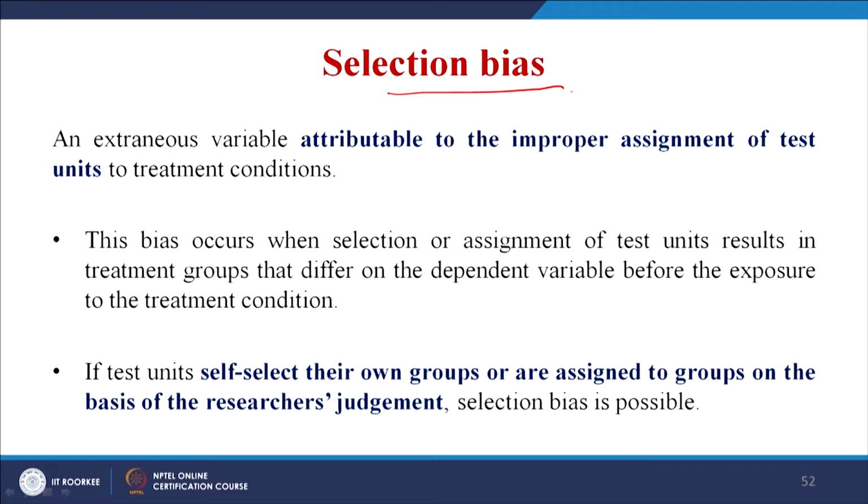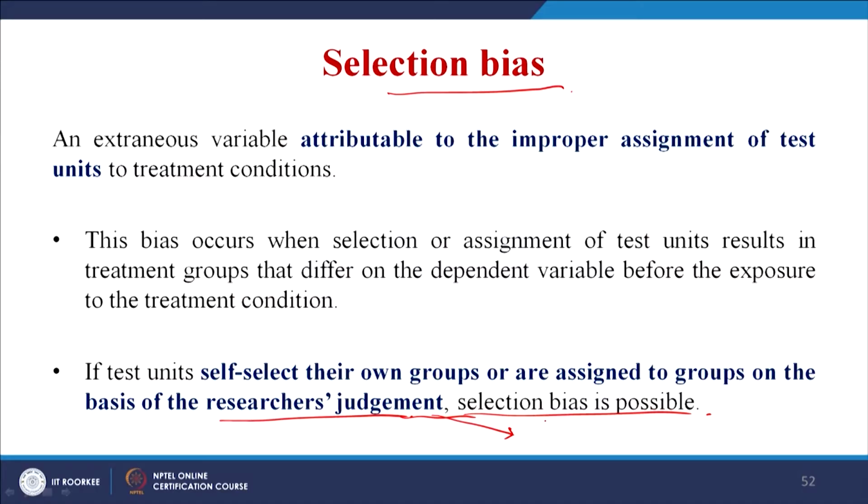If test units self select their own groups or are assigned to two groups on the basis of the researcher's judgment, selection bias is possible. You have to understand this. What does it mean? Suppose you are selecting the respondents, the sample groups, and you are using your own logic. When you are using your own logic or judgment, there is a possibility that you are creating a selection bias. So, in that condition the effect could be a different kind of effect. What would have happened had you selected them on a random basis? This is what we consider as a selection bias. A selection bias can also have a large impact on the final outcome of the experiment.